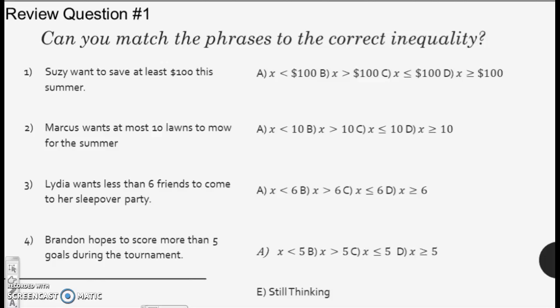So review question number 1 is, can you match the phrases to the correct inequality?